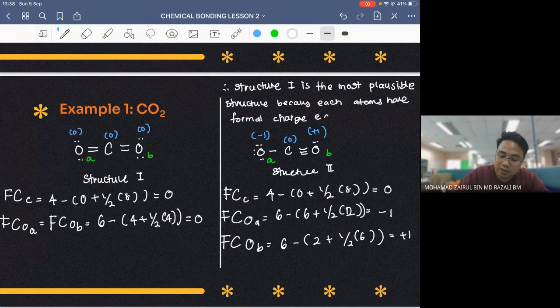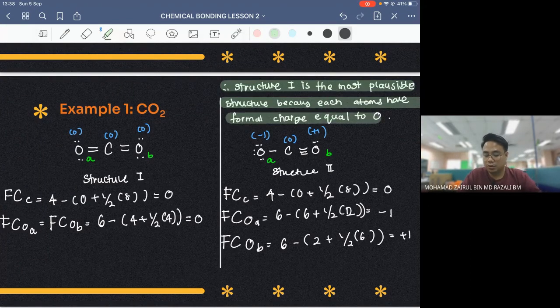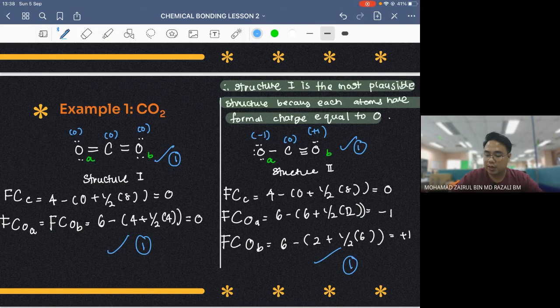Okay, so awak tulis dia punya conclusion ini, awak akan dapat 1 markah. So normally the marks, awak lukis each possible structure ini, awak akan dapat 1 markah. Okay, awak calculate semua formal charge ni dengan betul, awak dapat 1 markah. Awak buat conclusion ni dengan betul, awak dapat lagi 1 markah. This is selalunya lah macam ni pemarkahan dia. Okay, so this is example 1.